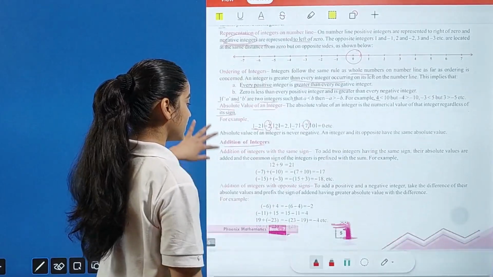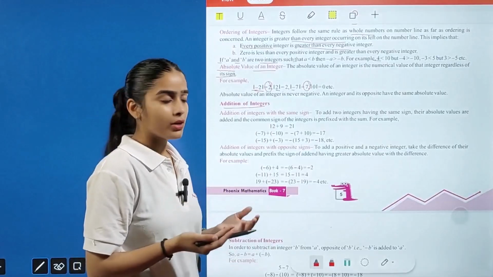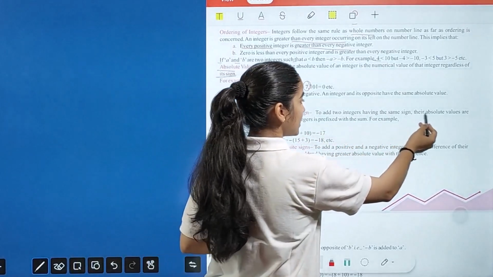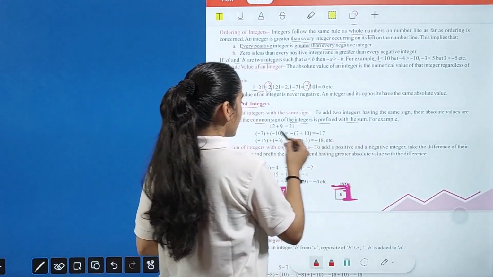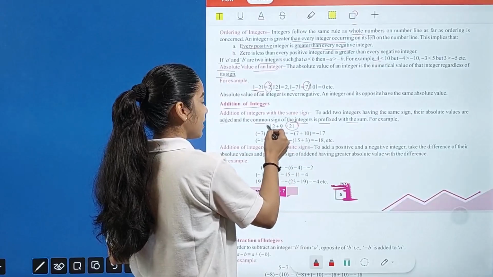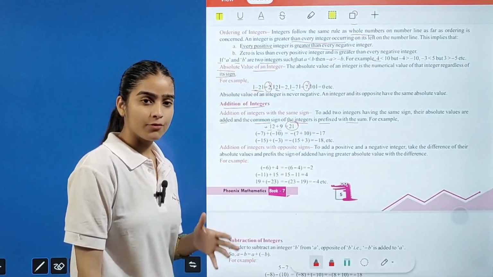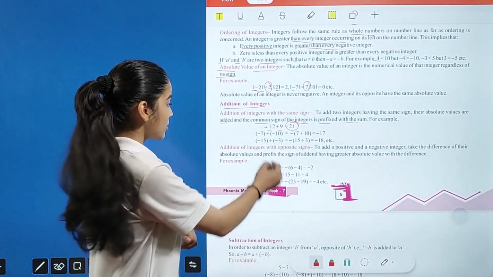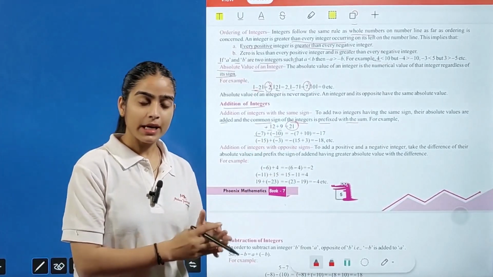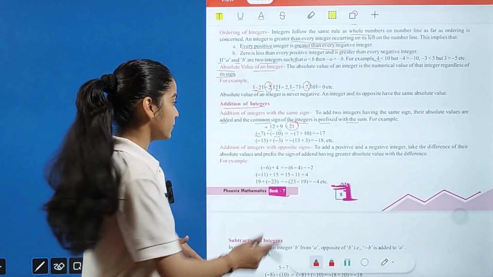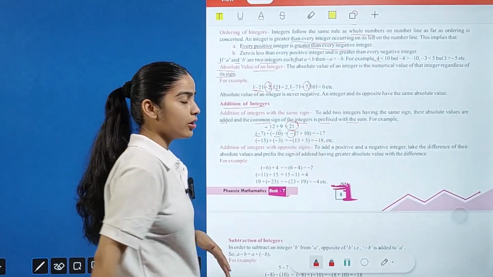Addition of integers with the same sign. We simply add them like we do with whole numbers. To add two integers having the same sign, their absolute values are added and the common sign of the integers is prefixed to the sum. For example, 12 plus 9 is 21, and we have a plus sign, though we generally don't write a plus sign; we always have to mention the minus sign. Now we have -7 and -10, and as we already understood, if we have the same sign, minus and minus, we have to add them together. So -7 and -10 gives 17, and you have to add your minus sign: -17.